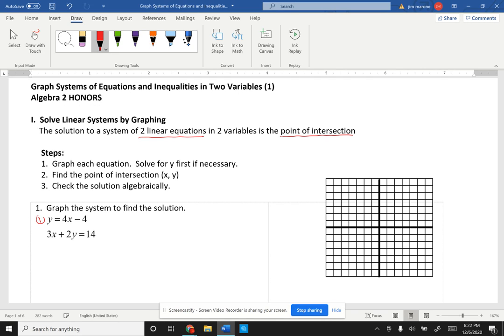So this first equation, y is equal to 4x minus 4. I'm going to start at negative 4 on the y-axis and then go up 4 to the right one, up 4 to the right one, and we have that line. Hopefully I can draw a line through there. I would do these in different colors so I can see which one, or number them, or do both like I just did. So the second equation, I need to solve for y first.